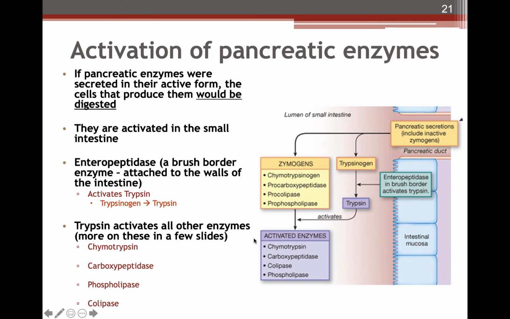Procarboxypeptidase is converted into carboxypeptidase. You just drop the pro prefix. Procolipase is converted into the active form colipase. Prophospholipase is converted into phospholipase. And so that's how these pancreatic zymogens are activated. It's like a domino effect. Starts with the brush border enzymes activating trypsin, and then we're on our way.